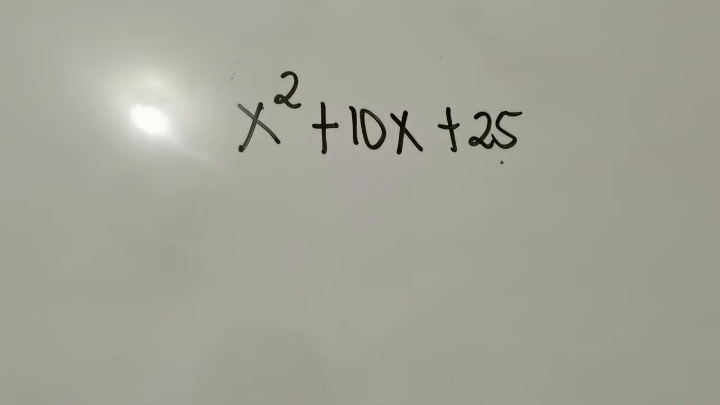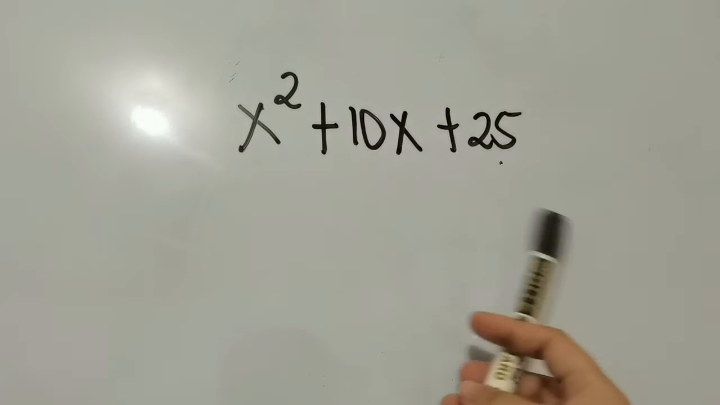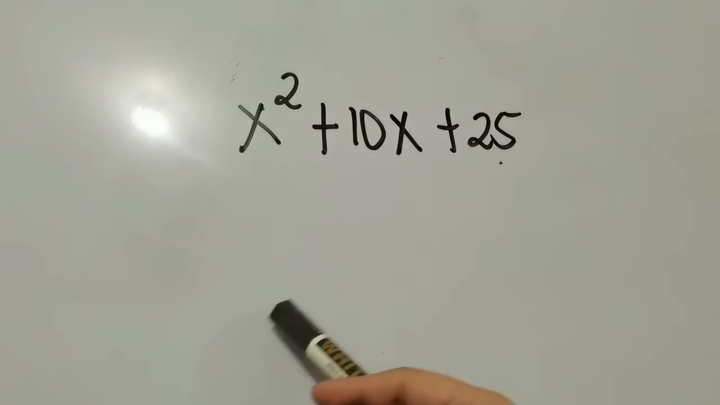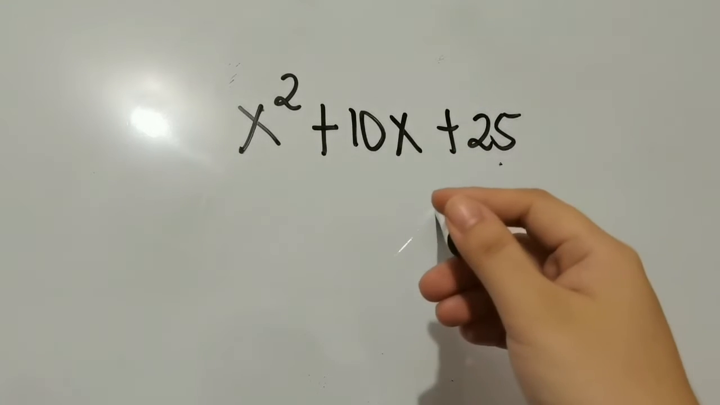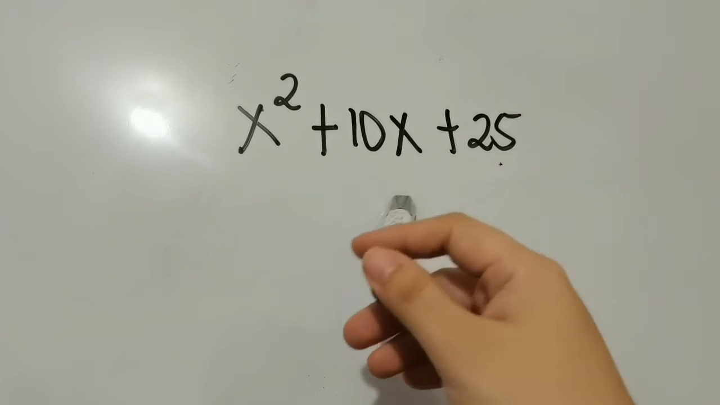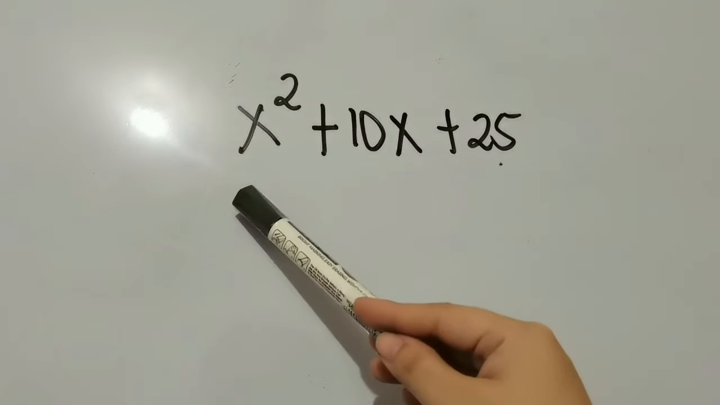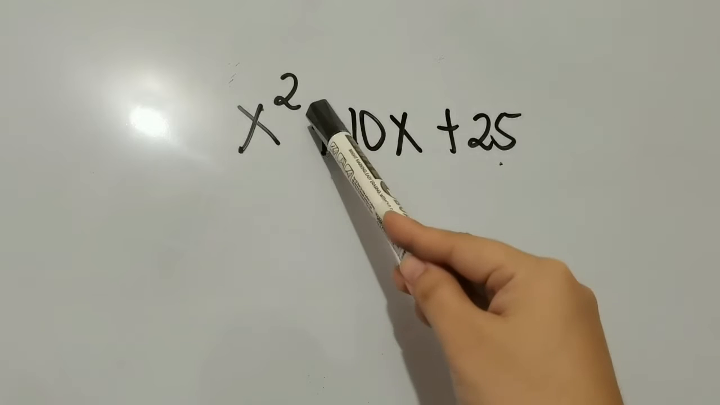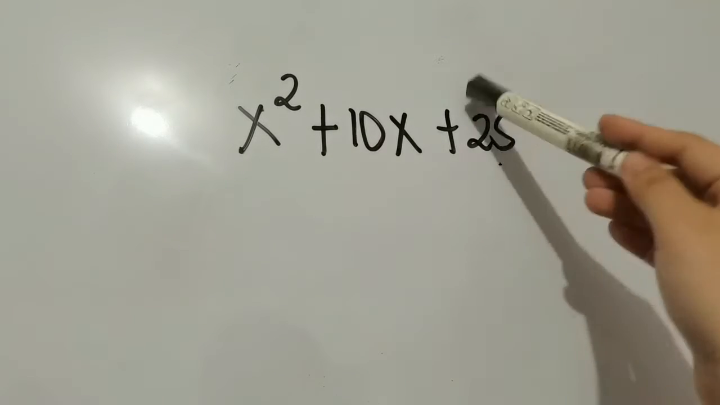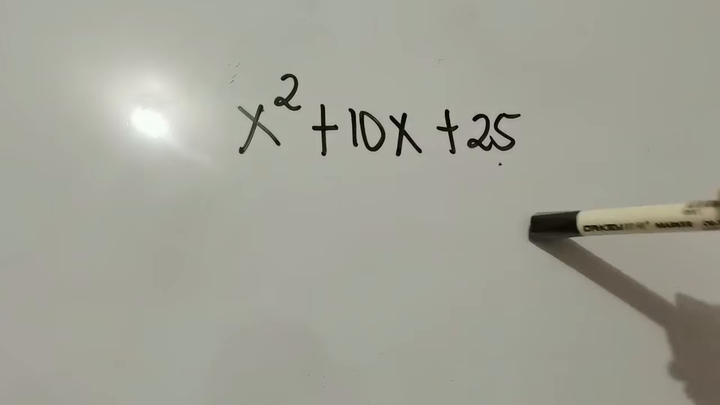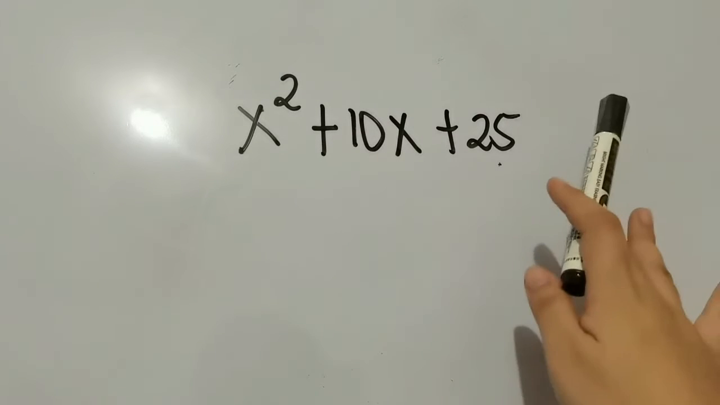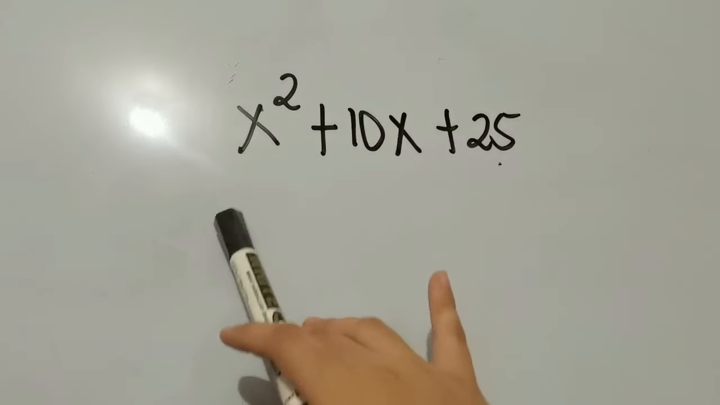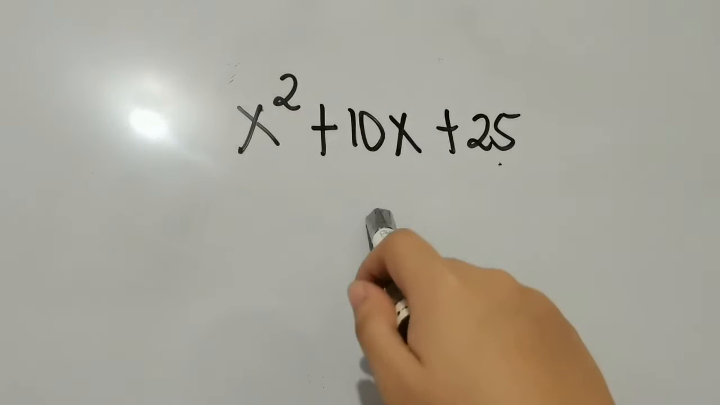So this one is an example of a perfect square trinomial. The first and the last term of the trinomial are perfect squares and both are positive. So x times x, that is x squared, and the square root of 25 is 5. Therefore, the first and last terms are both perfect squares and both are positive. How about the middle term?